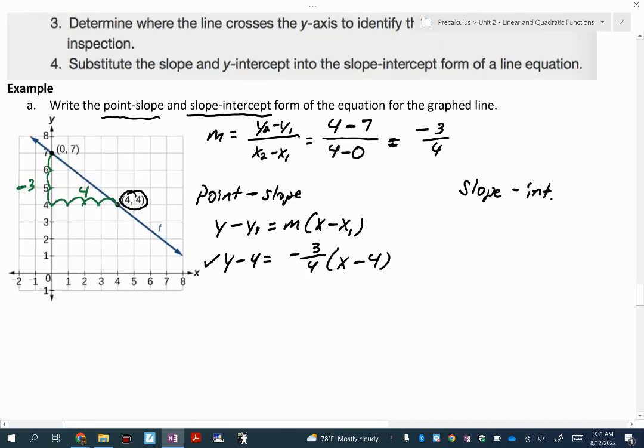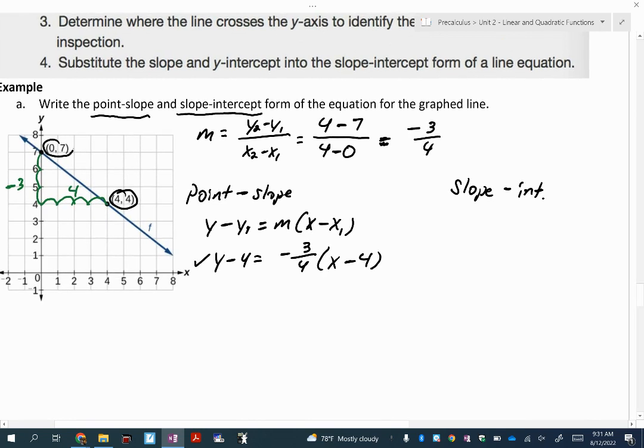But the thing I noticed about this is that one of the points was my y-intercept. So now that I have my slope and I know the y-intercept, I can go ahead and just write this as the answer. So y equals mx plus b. So y equals negative 3/4, right? That's the slope, x plus 7.